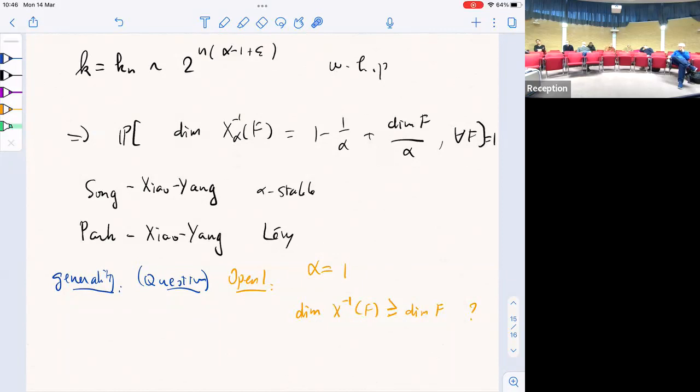So we don't know how to construct a measure just supported on the level set, for instance, of Cauchy process. Although Cauchy process does hit points. Okay, so this is the first open problem we don't know how to solve.